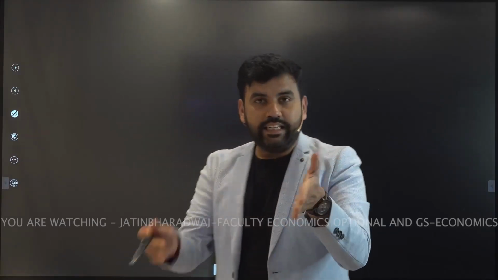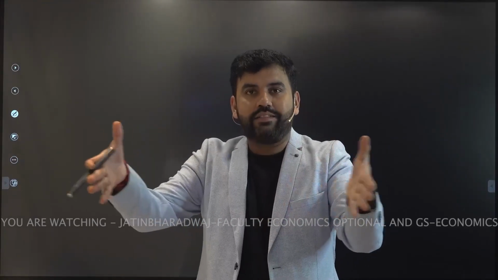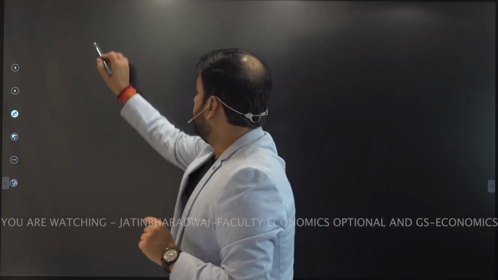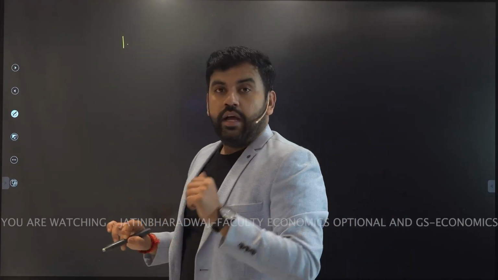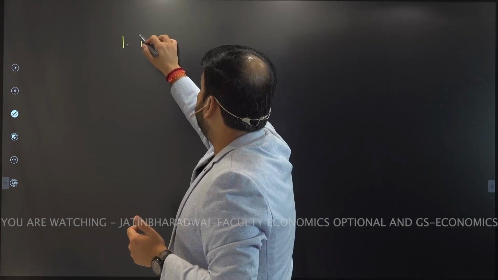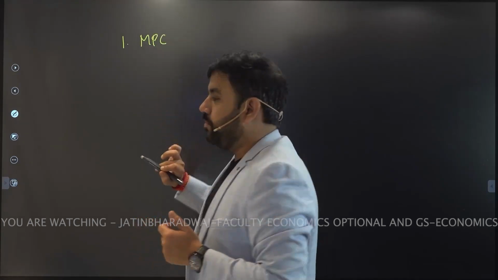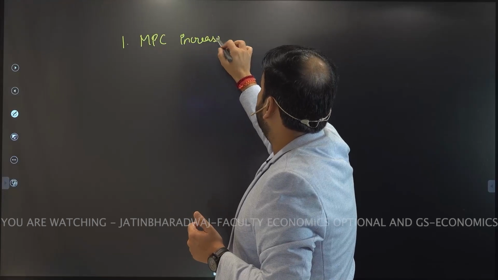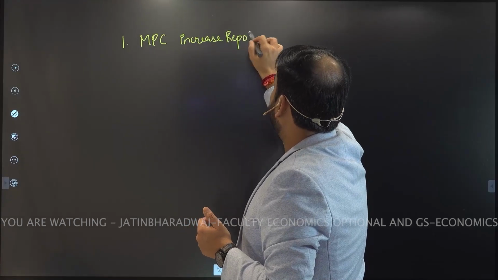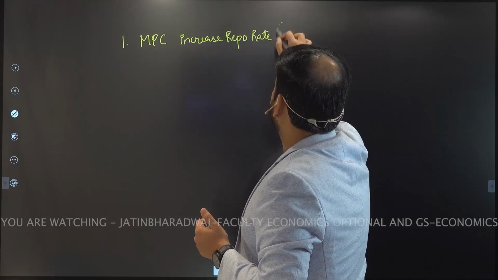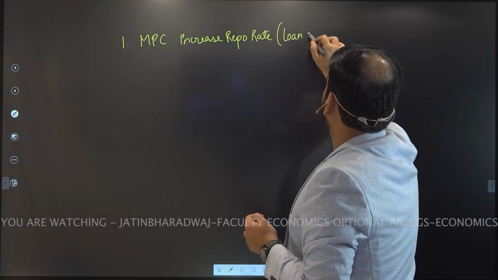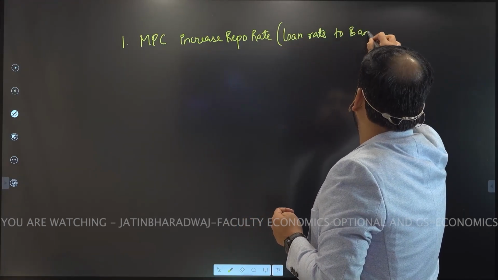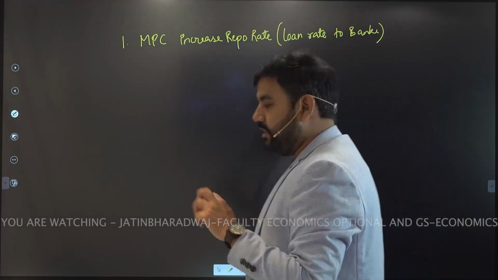So we should understand how this actually starts spreading, or how the monetary policy transmission takes place. First, step 1, the Monetary Policy Committee increases the repo rate, right? That is the loan rate to banks. So when RBI gives loans to the banks, it is now going to be costlier.